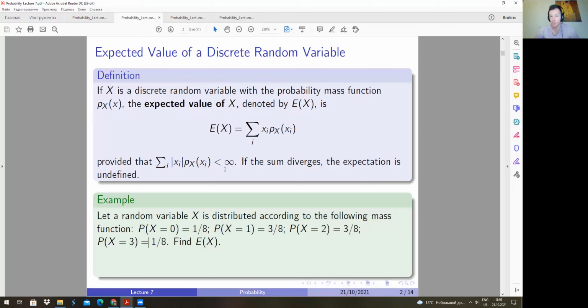So what should we do? We should take each value of X, 0, 1, 2, and 3, multiply them by the respective probabilities, and then sum over them. That's a simple thing. 0 times 1/8, plus 1 times 3/8, plus 2 times 3/8, plus 3 times 1/8, and we get 3/2. As I said, this must remind you of the weighted average, which you know from school. Weights and values of your variable.